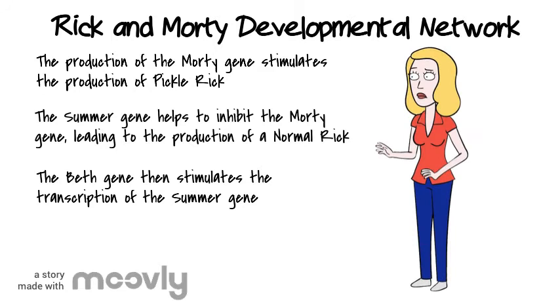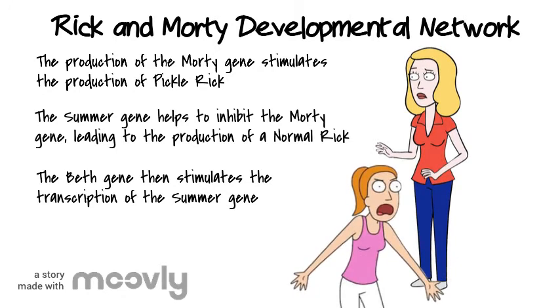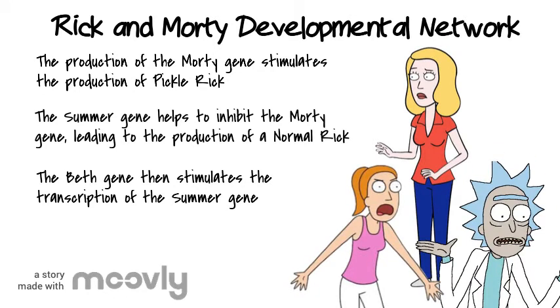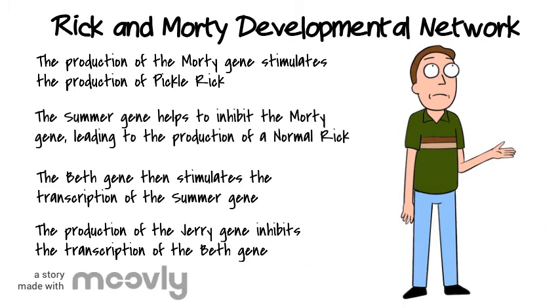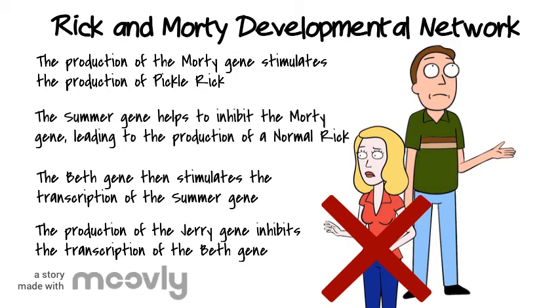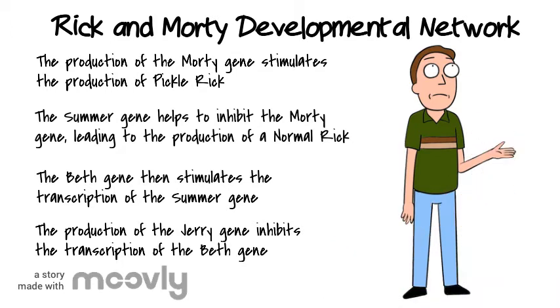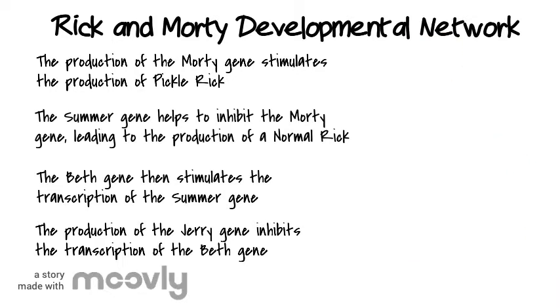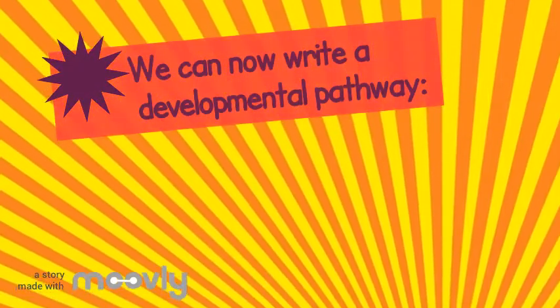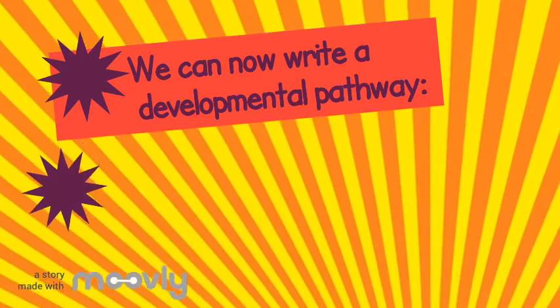The Beth gene causes the transcription of the Summer gene, so this also causes the production of a normal Rick. The Jerry gene causes everything to be messed up. It inhibits the Beth gene, which means the Summer gene can't be produced, which means Pickle Rick will occur. With the information that we have been given, we can now create a developmental pathway.